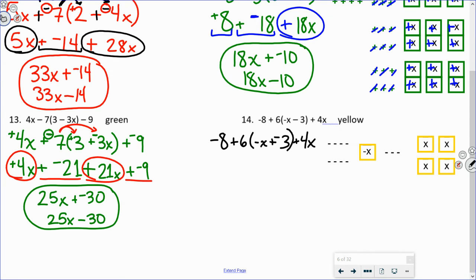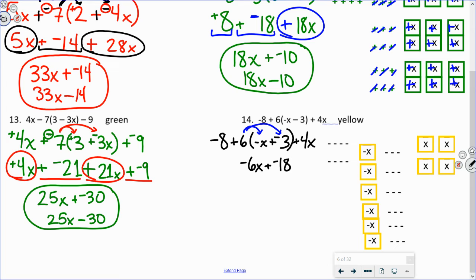Okay. Now, that's not just 6, is it? That's 6 groups. So if you pay attention in the middle part of the drawing, I've got 1, 2, 3 negative x minus 3's, 4, 5, and 6 negative x minus 3's. Notice, though, that 6 is not an opposite symbol. So 6 negative x's, or negative 6x's, 6 negative 3's, or negative 18.